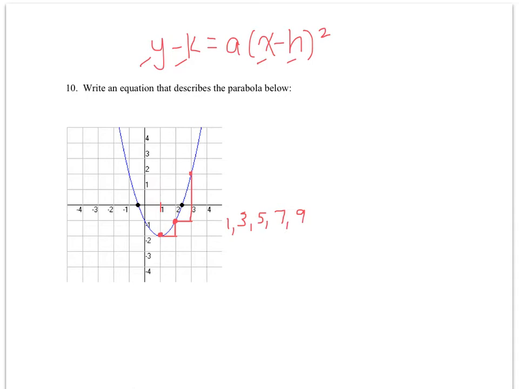Your A comes from where your vertex is, going one to the left or one to the right, and then going up and finding out where it's at. If your next point is 1 away, then A is 1. If you were to go 1 over and you would go up 2, then A is 2. If you were to go over 1 and it's right here at 1/2, then A would be 1/2.